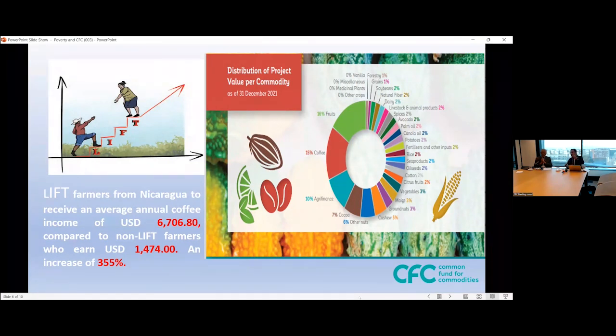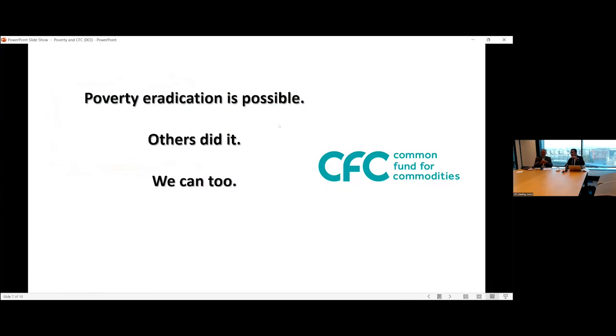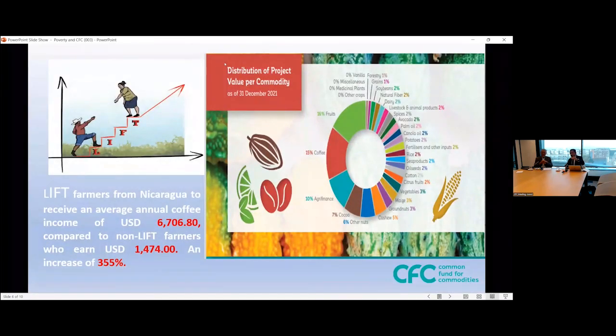And it shows that farmers who were participating in this LIFT program, their income could go from 1,474 to 6,706. That is a 355% increase. So the reason we are putting it, if you have ideas, if you have something like this, please try to contact us and let us know so that we can be a part of this impact journey together.